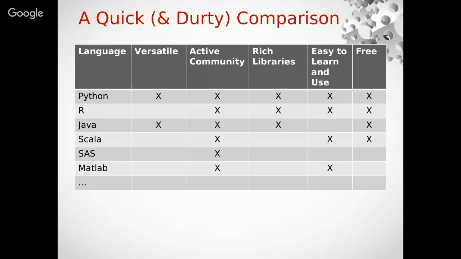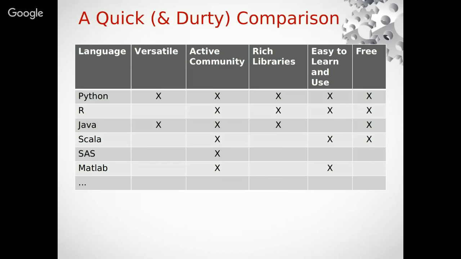And R has an active community, it has rich libraries, it's relatively easy to learn and use, and it's free, but I don't think it's versatile enough. It can do a lot of things, but compared to Python, it's a little bit less versatile. And Java is very versatile. It's everywhere. It can do everything. It definitely has a very active community and also rich libraries. But it's just a little bit harder to learn and use. But it's free. So Java definitely is a strong candidate.